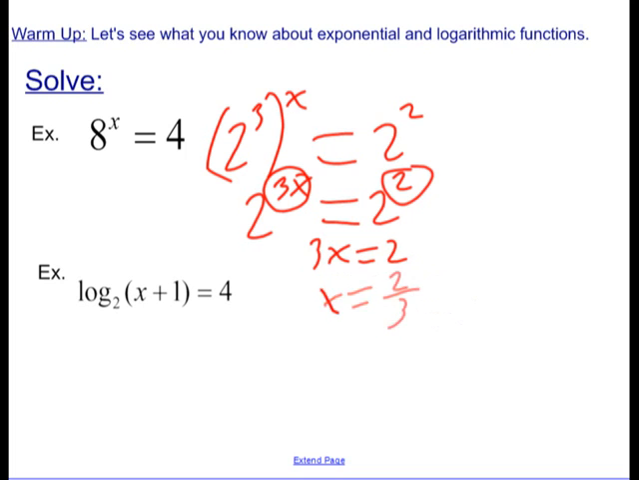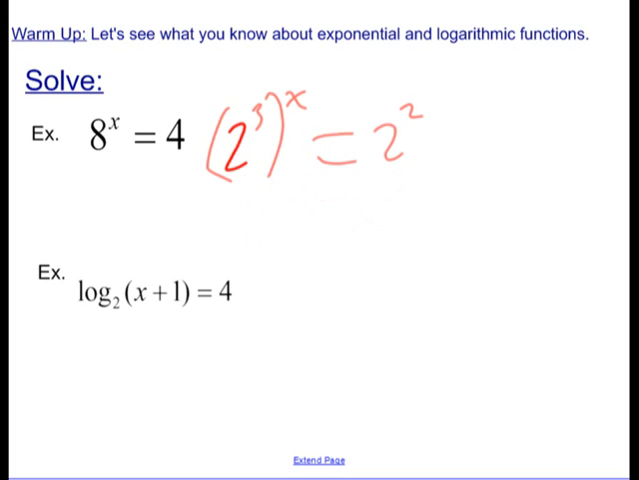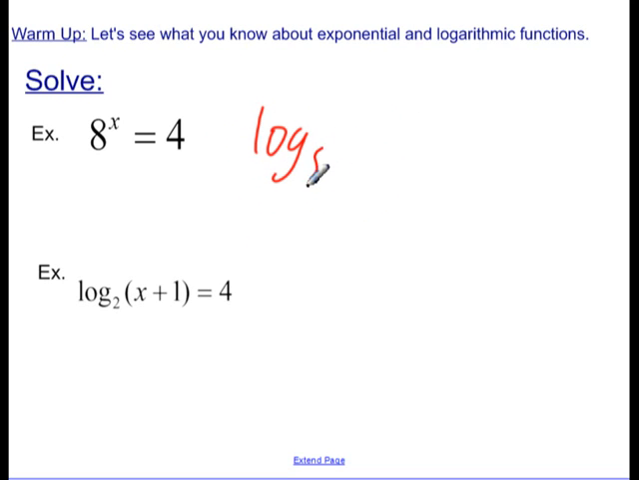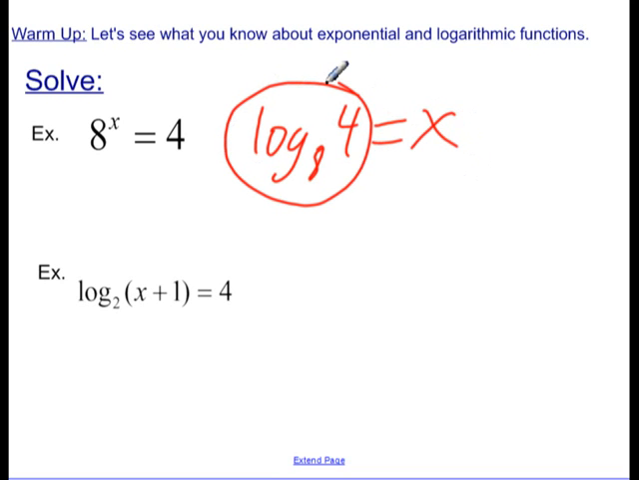Another way to solve it is to rewrite that exponential equation as a log. So if we rewrote that, we'd have log base 8 of 4 equals x, and then you could simply put this expression into your calculator, and your calculator would give you 0.6 repeating, which is, of course, 2/3. You'd get the same answer. Either method is fine, but you should know how to do both.